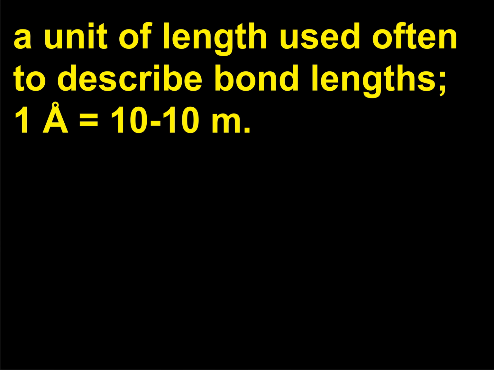What is an angstrom? A unit of length used often to describe bond lengths, 1 Å equals 10^-10 m.